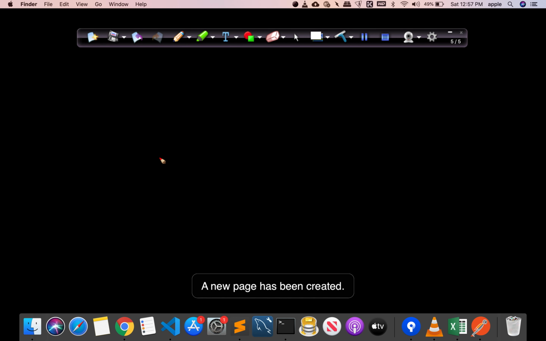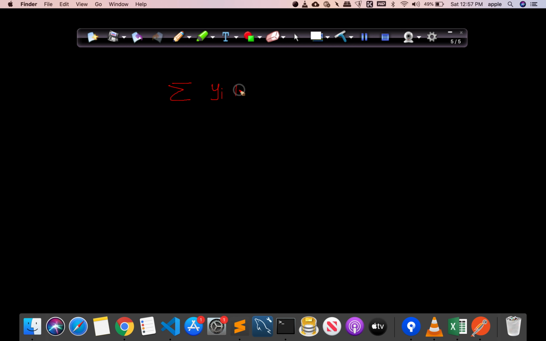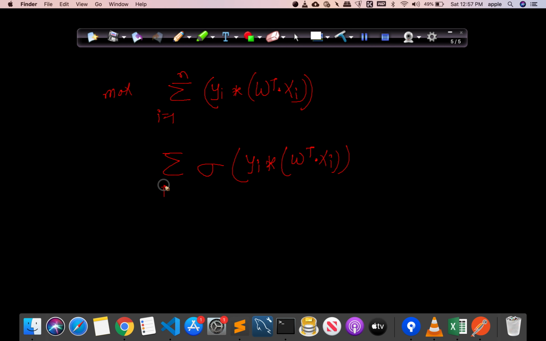Now how to incorporate this in our formula? What we are going to do is, until now we were calculating it as yi multiplied by w transpose xi. This was our equation. This is i equals to 1 to n for all the n points, and we have to maximize this. Now what we will do is we will maximize this, but we will pass this in sigmoid, that is sigmoid of yi multiplied by w transpose xi, and we will maximize this for i equals to 1 till n.